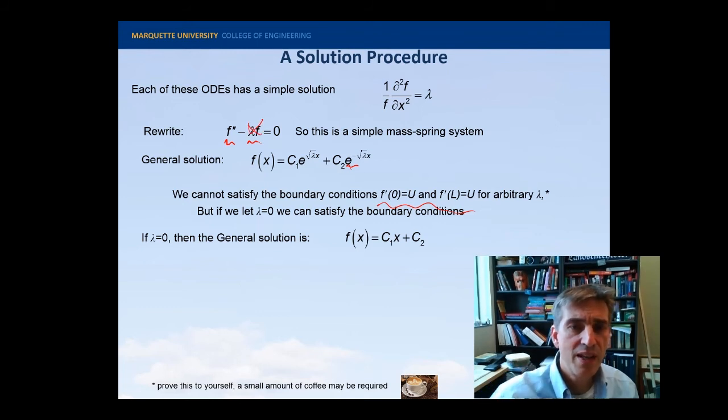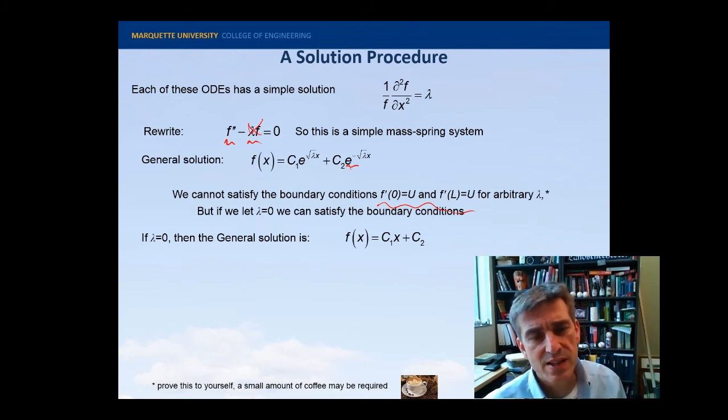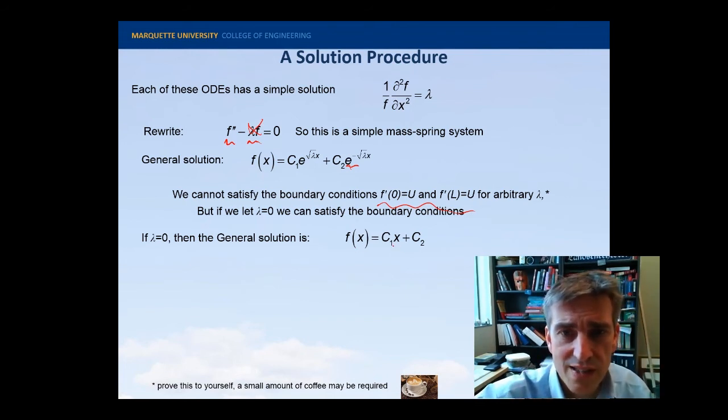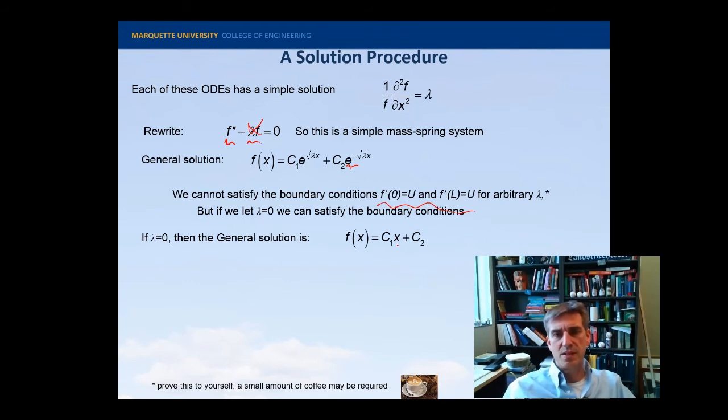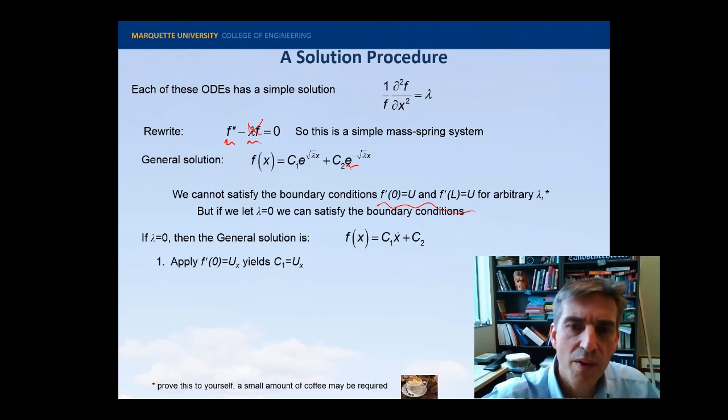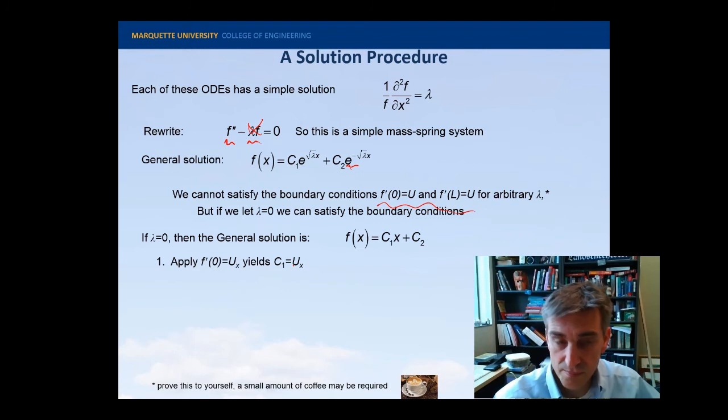if I get rid of this term, the second derivative would yield that the function f of x is equal to some constant times x plus some constant, c1 times x plus c2. So I have two constants here, so I can apply the boundary conditions. If I apply the first boundary condition, that I take the derivative of f, then I'm left with just c1, and I set that equal to the free stream velocity u of x, then you can see that c1 has got to equal u of x.